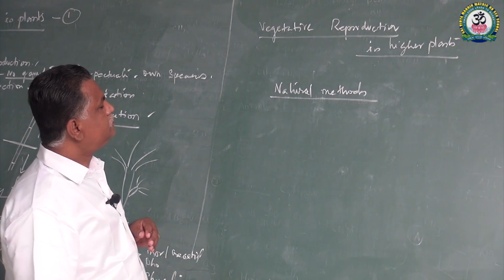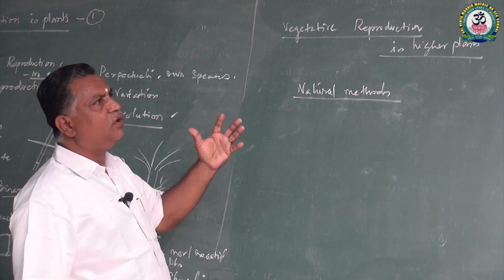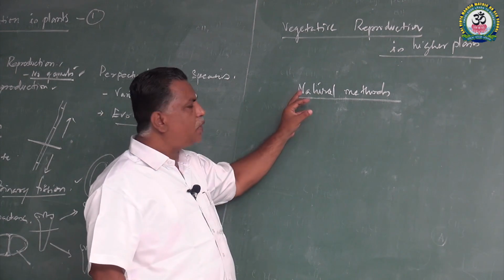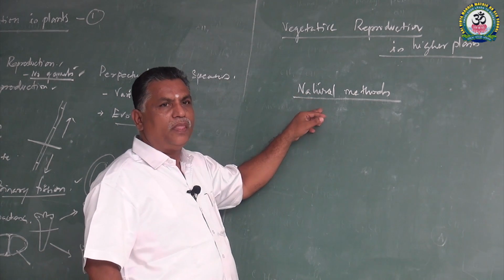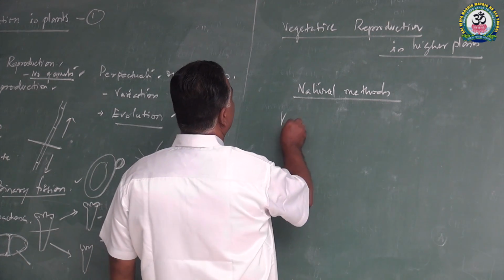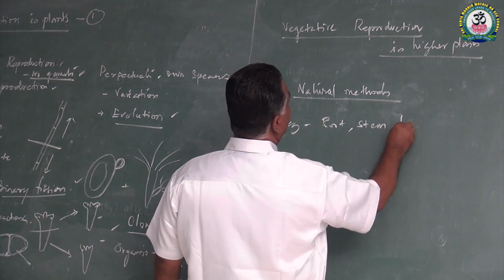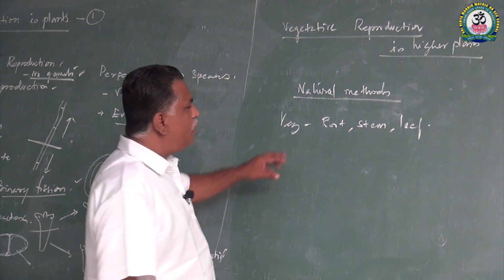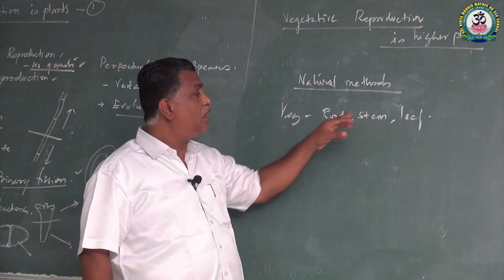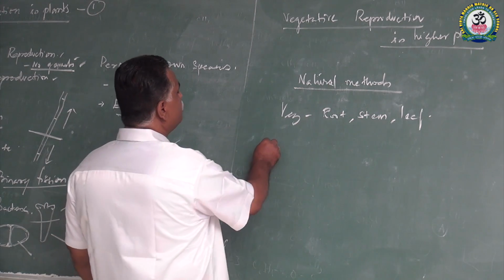Natural methods. What is the natural method? If there is natural, there should be artificial or other things. We will talk about that afterwards. What is the natural method? Plants propagate asexually by their vegetative organs like root, stem and leaf. What is the meaning of that? Part of the root, part of the stem or part of the leaf, or any advantageous structures produced in the root, stem, leaf can be utilized for propagation.